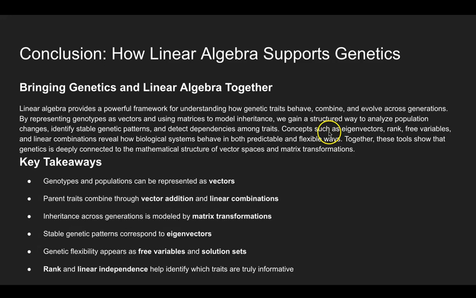Conclusion. How linear algebra supports genetics. Bringing genetics and linear algebra together. Linear algebra provides a powerful framework for understanding how genetic traits behave, combine, and evolve across generations.